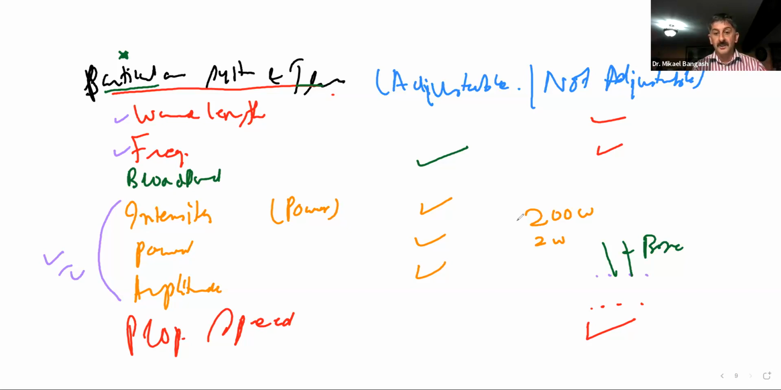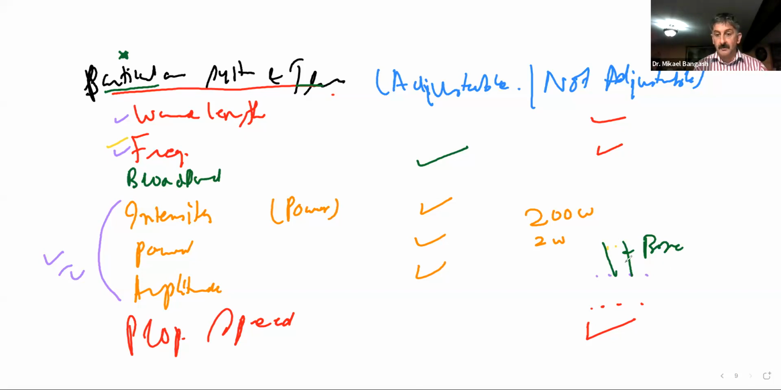Just because you increase the power of the sound wave, that's not going to make it travel faster through the bone. Or if you reduce the power of the sound wave, it's not going to make it travel slower through the bone, or vice versa. Likewise, whether you have a higher frequency or lower frequency transducer, it's not going to determine or change the speed at which sound travels through the bone.